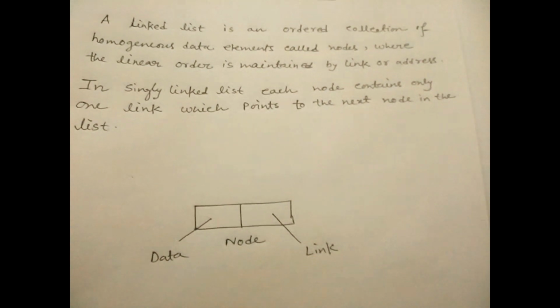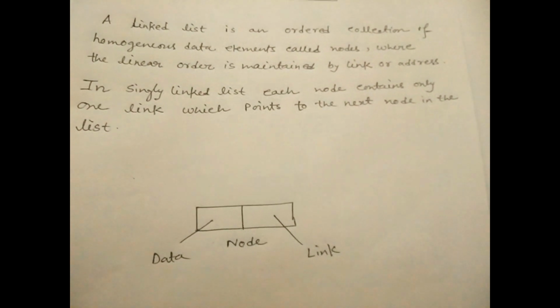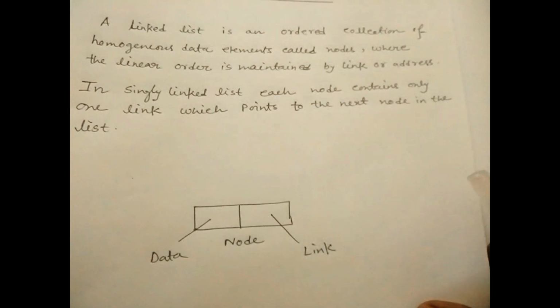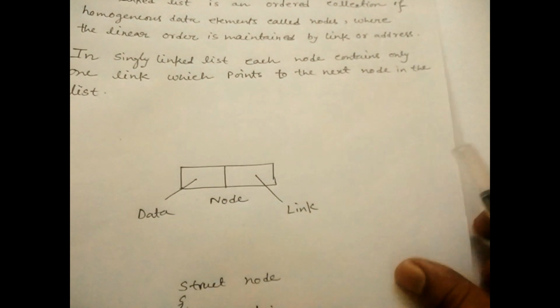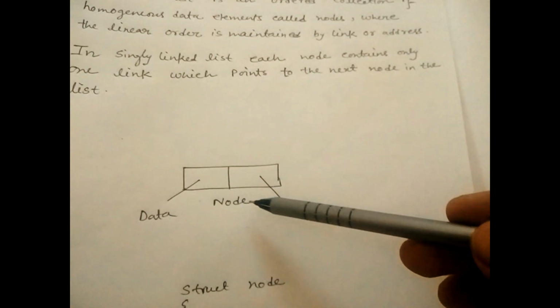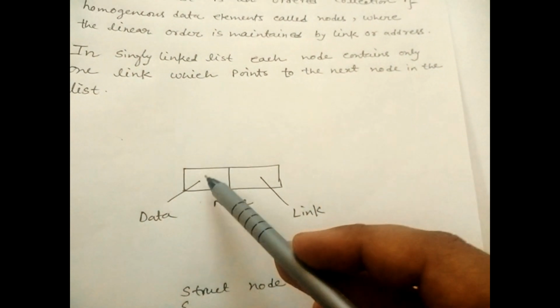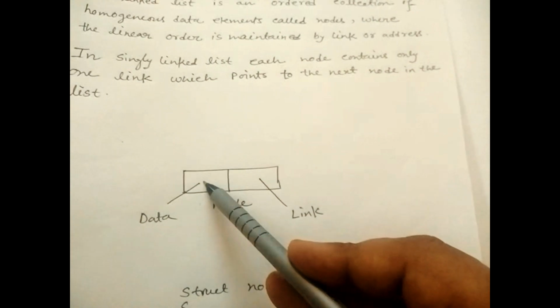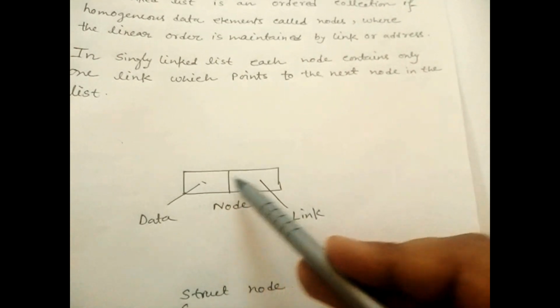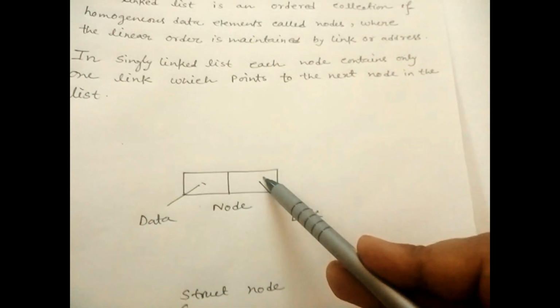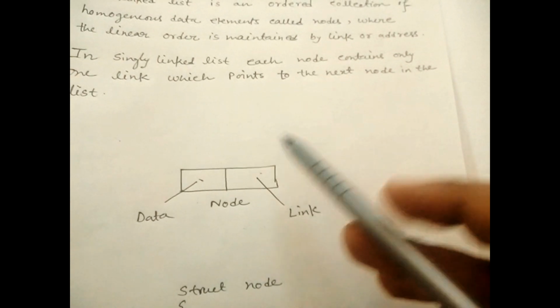A node is an element in a linked list. Usually it has two fields, one is data, another is address or link. Look at the diagram of a node. The data field will contain the data of the node and the link field will contain the address of the next node in the list.